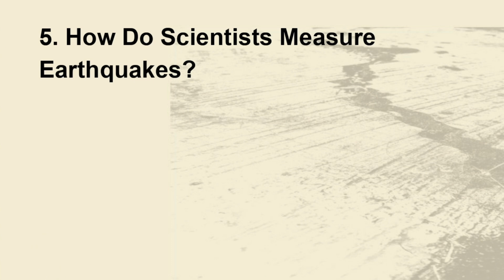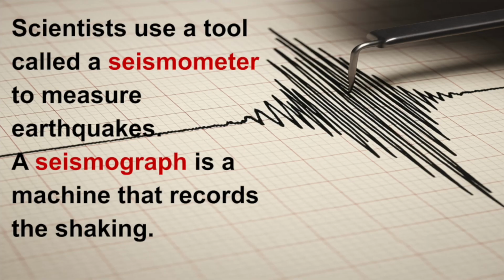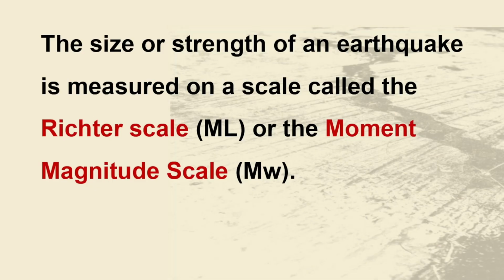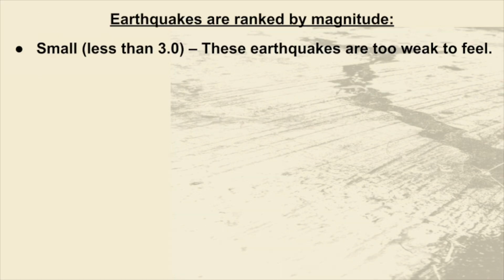5. How do scientists measure earthquakes? Scientists use a tool called a seismometer to measure earthquakes. A seismograph is a machine that records the shaking. The size or strength of an earthquake is measured on a scale called the Richter scale or the moment magnitude scale. Earthquakes are ranked by magnitude.